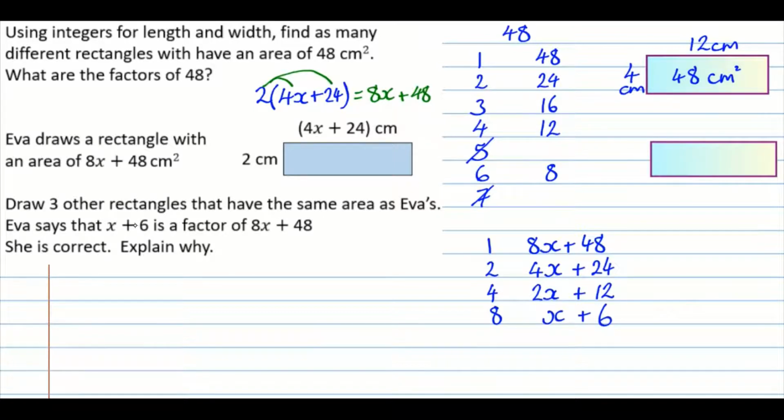So Eva has said that x plus 6 is a factor, and we can see that x plus 6 is a factor. If we wanted to make it really clear, we could say 8 times x plus 6 is 8x plus 48, and if one thing multiplied by another gives us a product of 8x plus 48, then each of those things is a factor of 8x plus 48.